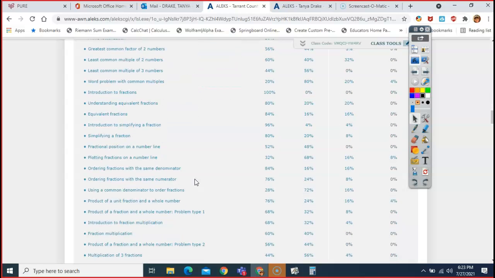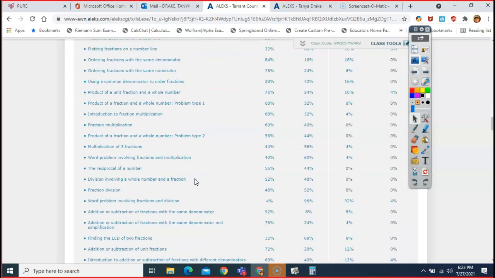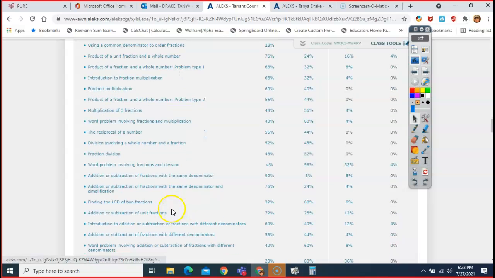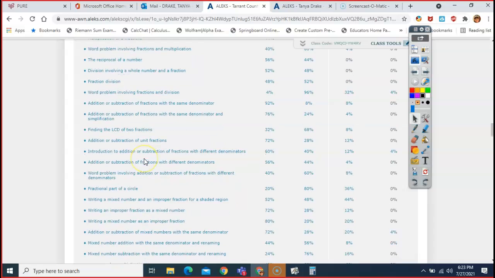Divisibility. Oh, my dog is having a problem. Sorry about that. No, you're fine.